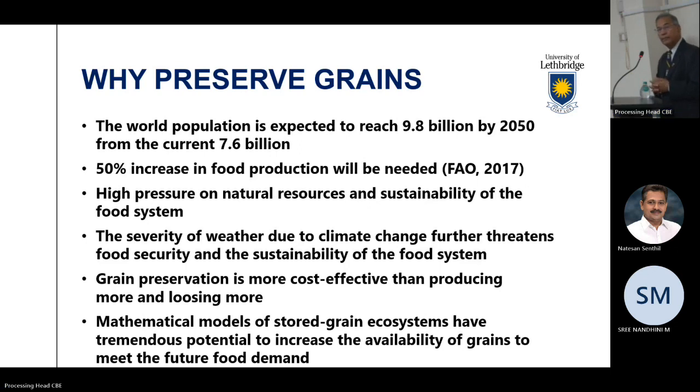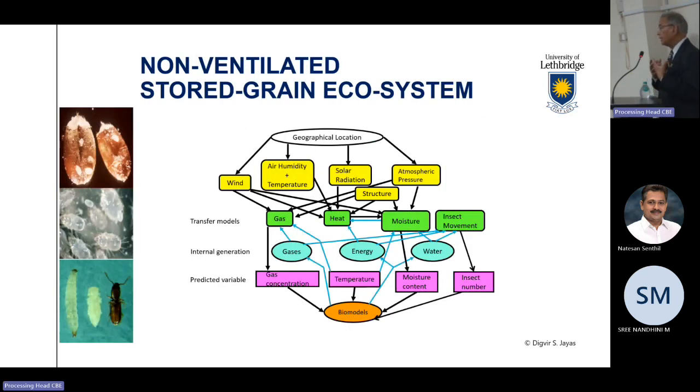Next. Looking at the stored grain ecosystem, the best way I can describe it is, if there was nothing happening, you take the grain and put that in a system. A system could be a bag of grain, a metal silo, or a concrete silo of any size. When you put grain in there, what interactions are happening and need to be mathematically modeled?